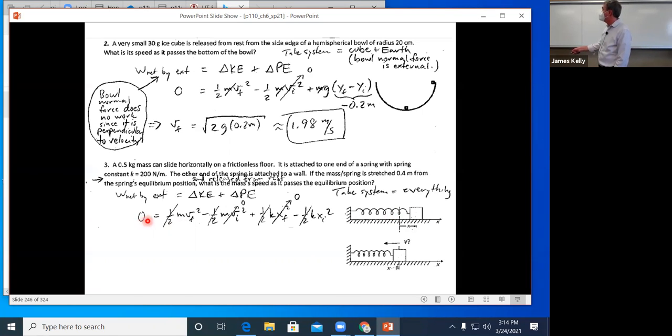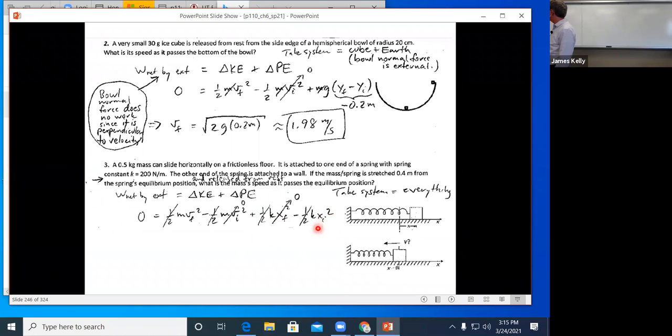So this is 0. And then I go into brainless mode. I do 1/2 m v final squared minus 1/2 m v initial squared. If you wanted to, you could do m g y final minus m g y initial, but y final and y initial would be the same, so that just goes to 0. The important thing is I need a 1/2 k x final squared minus 1/2 k x initial squared, where x equals 0 means when the spring is relaxed. So x final, I'm going to take final to be when it's passing the equilibrium position while it's contracting, and x initial is just after it's released from rest.